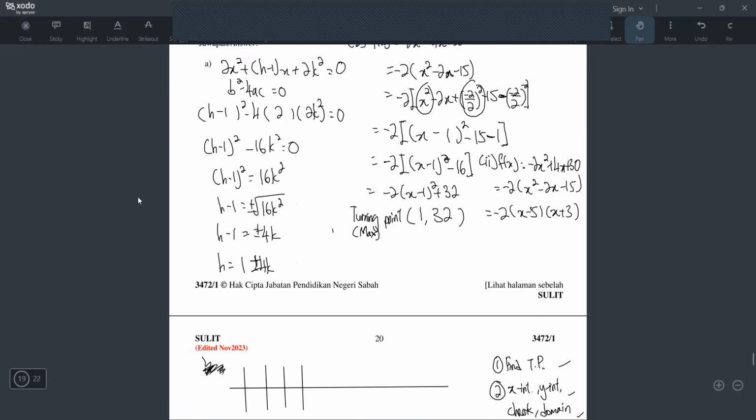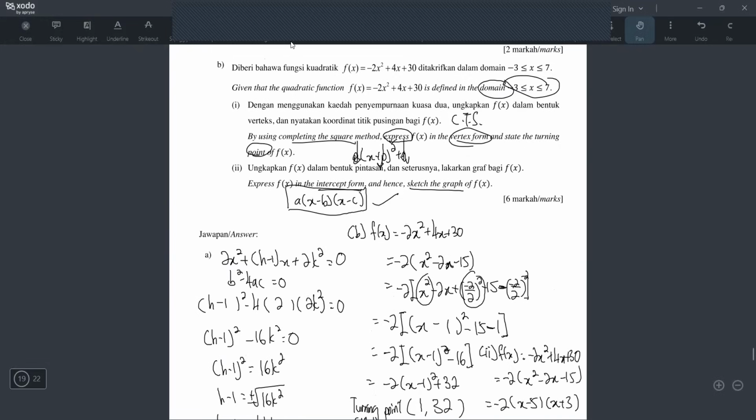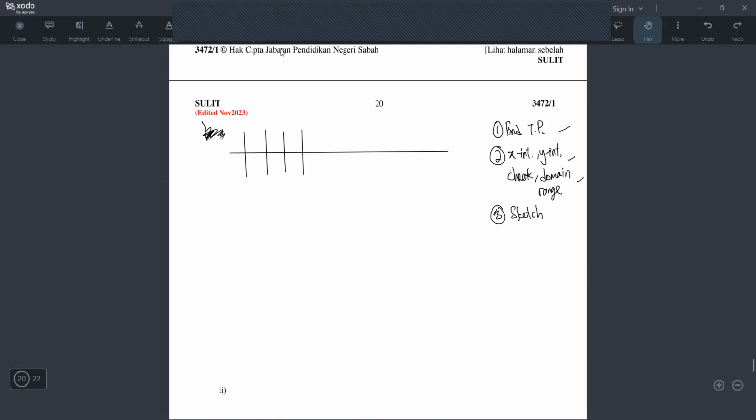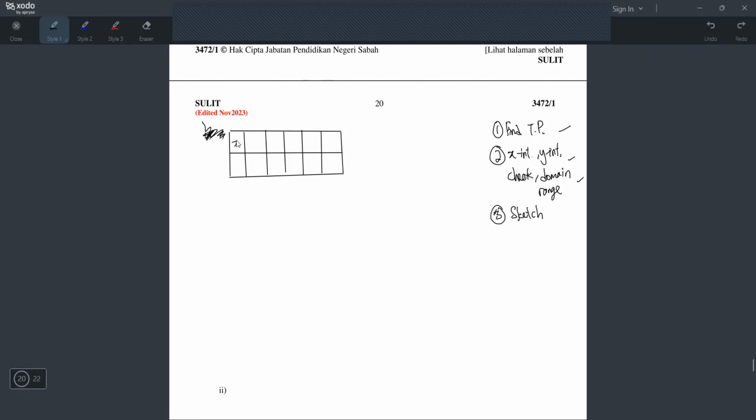Check domain range. Actually, if you look at the question, they give you a range here, right? So I think I have to follow this range, -3, 7. So I think I need 2 more columns. One is for when x is -3, and one is for when x is 7. So these are the columns I can add. And then let's just close the table nicely. Now we can find our points. So this is my x, this is my y. y and f(x) is the same thing, you can write y also here.